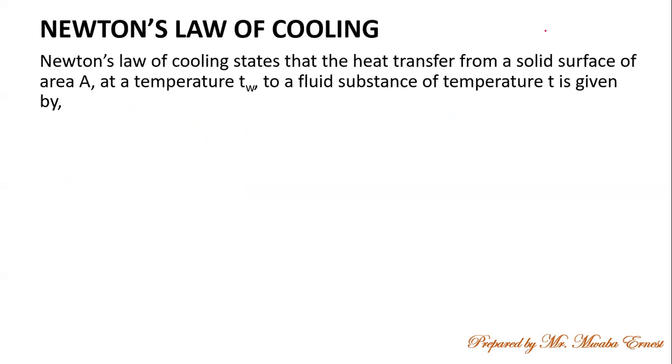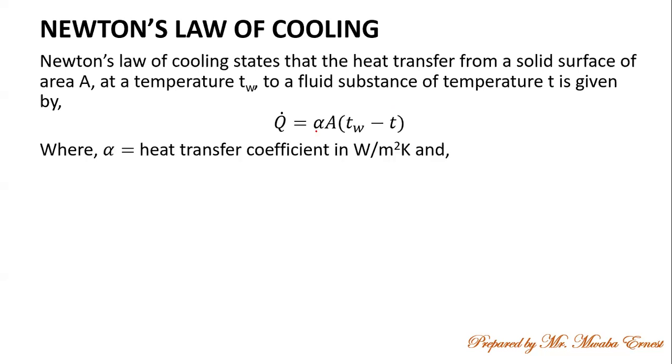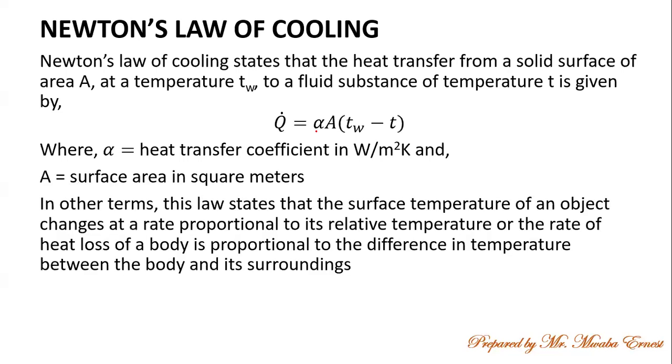Here's our illustration. If you have this body, which is at temperature TW, and its surface area is A, and then the fluid substance, meaning the environment, is at temperature T, then the rate at which heat is going to be lost, the cooling rate, will be like this. It will be alpha A, temperature of the body minus temperature of the environment. This alpha is the coefficient of conductivity or heat transfer coefficient. Then A is simply the surface area in square meters.